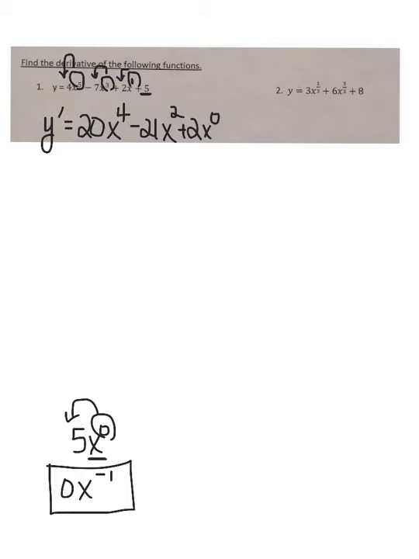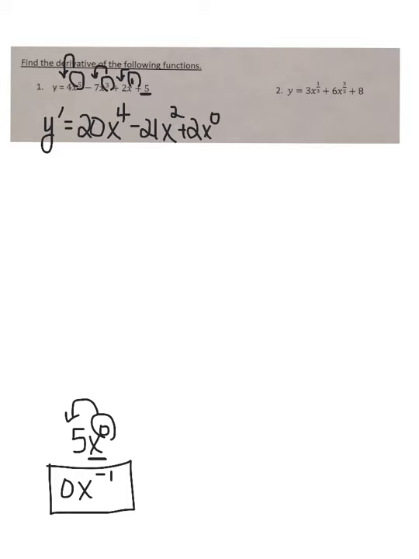So this is the moral of the story. The moral of the story is anytime you have a constant, when you take its derivative, it becomes 0. So anytime you have a constant, its derivative just becomes 0. So we're not going to even bother writing it.